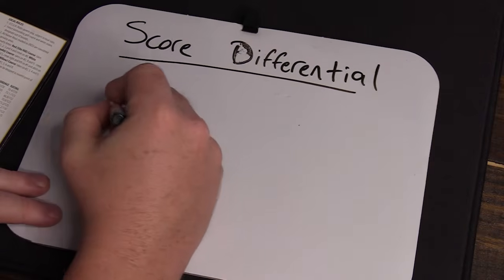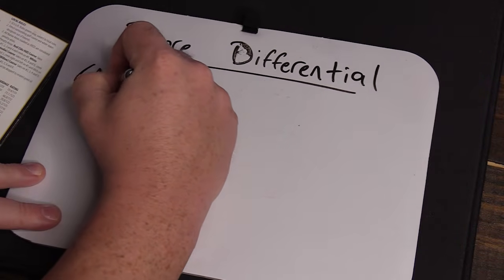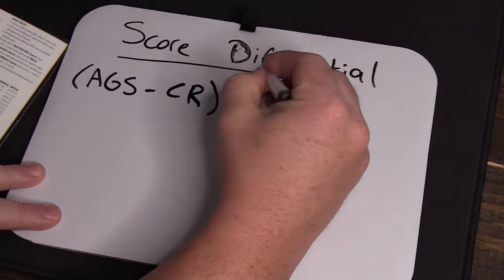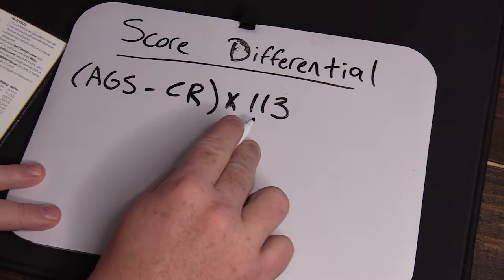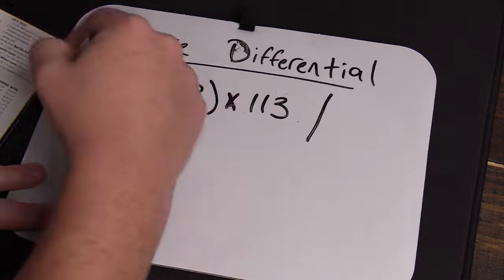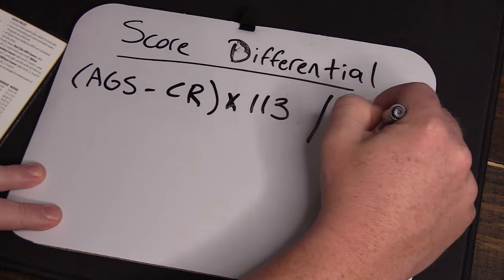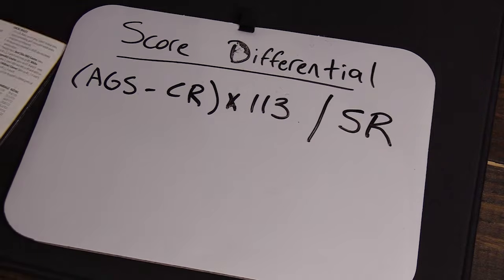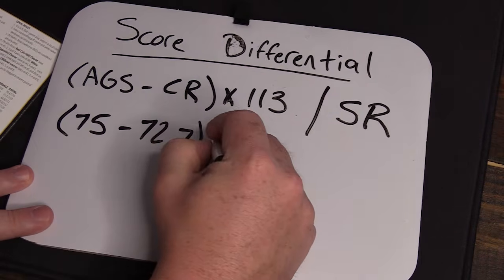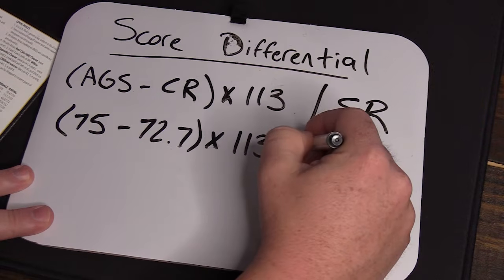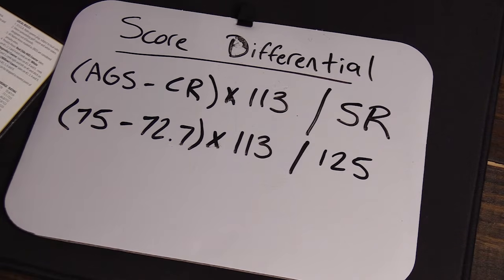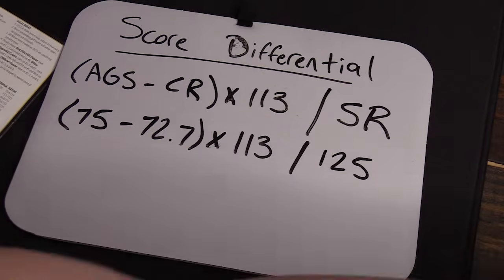So the formula for our score differential: you take your gross score, subtract the course rating from it, and then multiply that times 113. That is the average slope rating for all the golf courses across the country. Then you divide the total number that you get here by the actual slope rating of the course that you just played. We'll take this score, so we shot a 75 minus our course rating of 72.7, times 113, and then we will divide that by the slope rating of this course, which was 125, okay? And I'll do some math here, use a calculator.